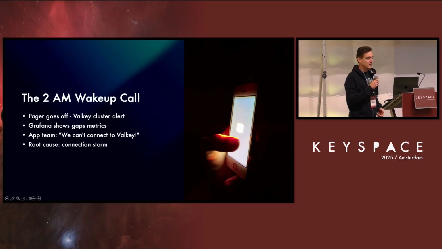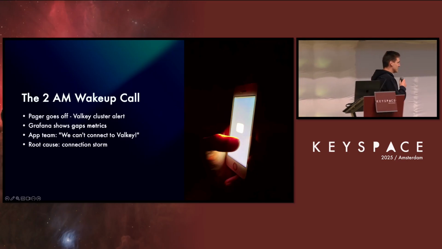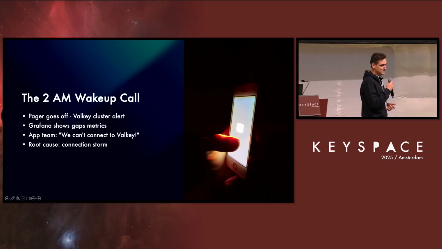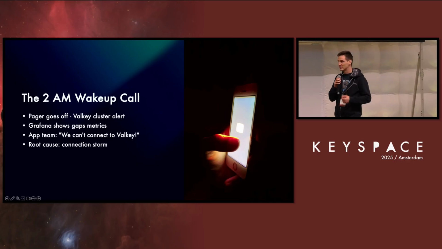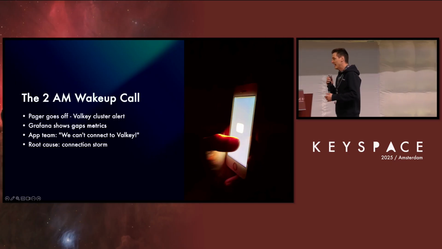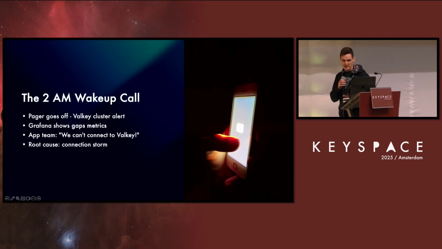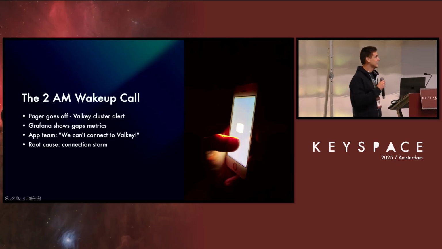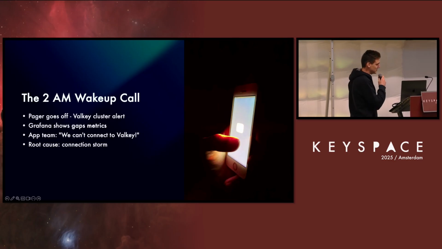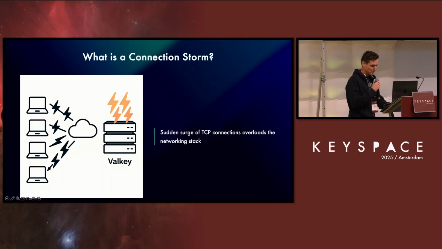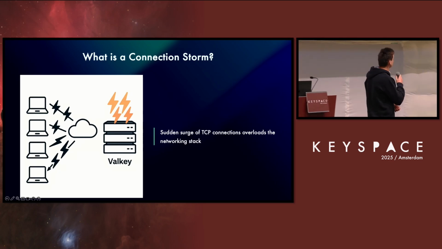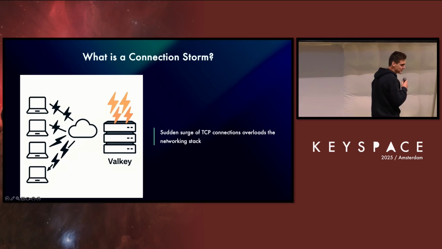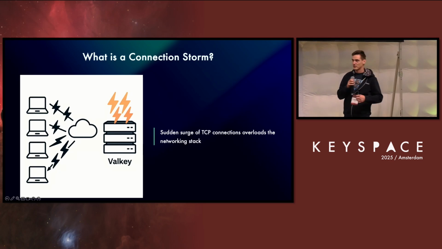What's going on? While you're trying to understand all this, the application team contacts you and says, oh, we can't connect to Valkey. After some investigation, an hour later, you understand the root cause was a connection storm. So what is a connection storm? Let's talk about it. A connection storm is a sudden surge of TCP connections that overloads the network.